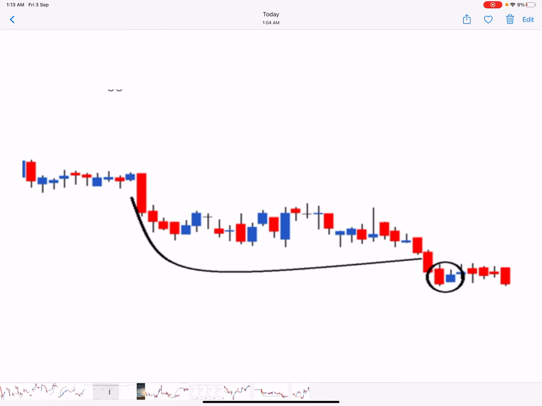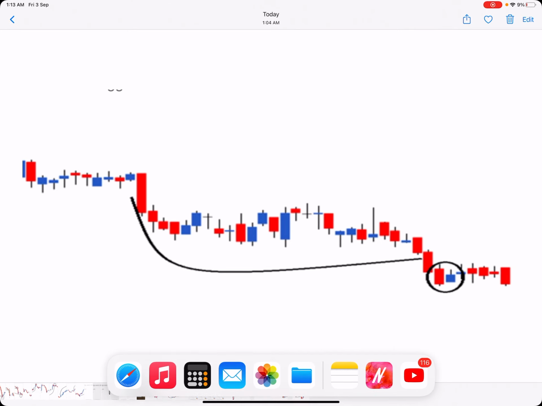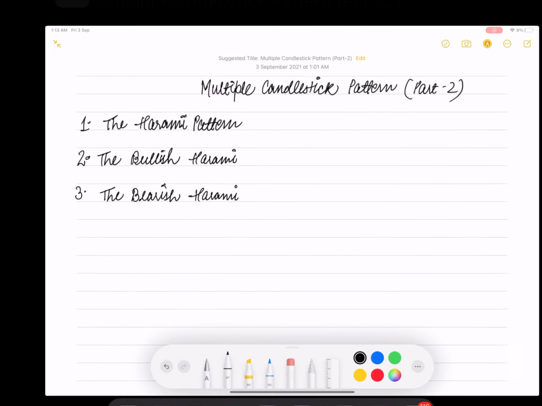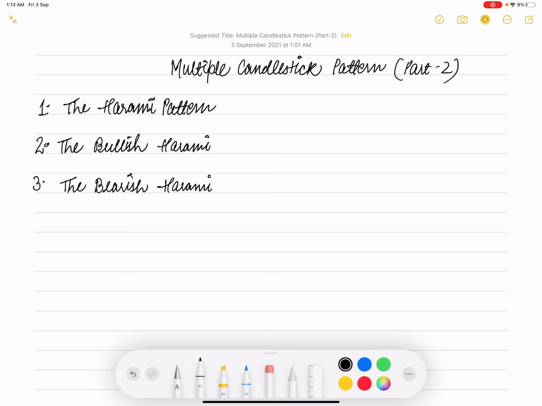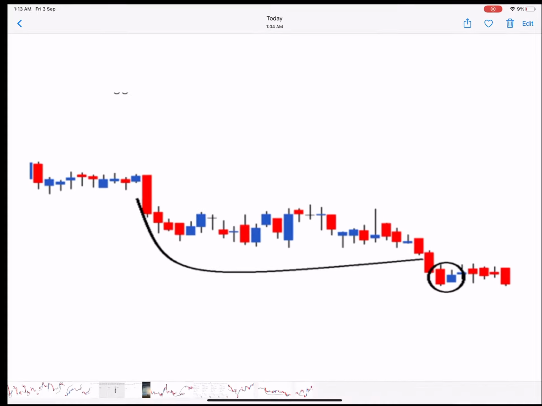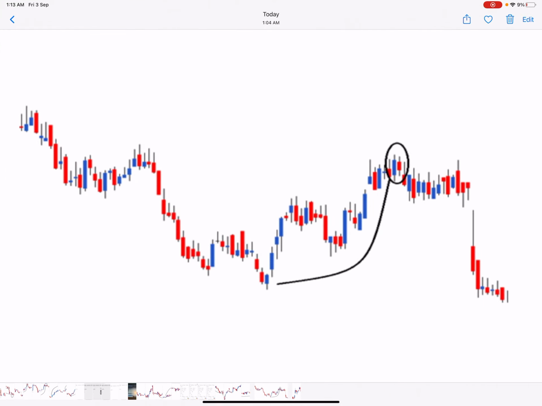The bearish Harami. This is the third part. Now we'll come to the bearish Harami. The bearish Harami pattern appears at the top end of an uptrend, allowing the trader to initiate a short position. You can have a look at this chart. This shows a bearish Harami.